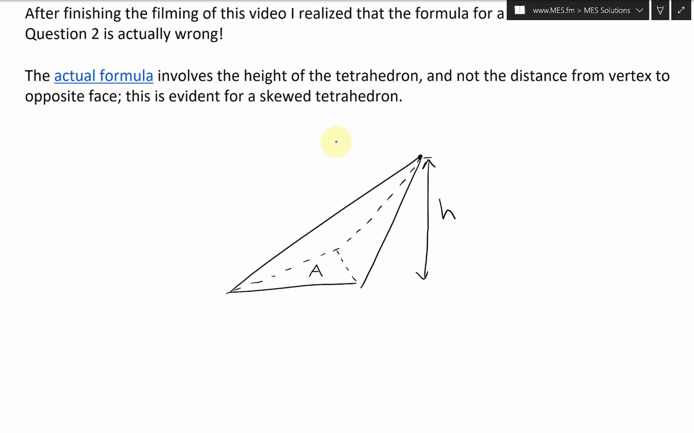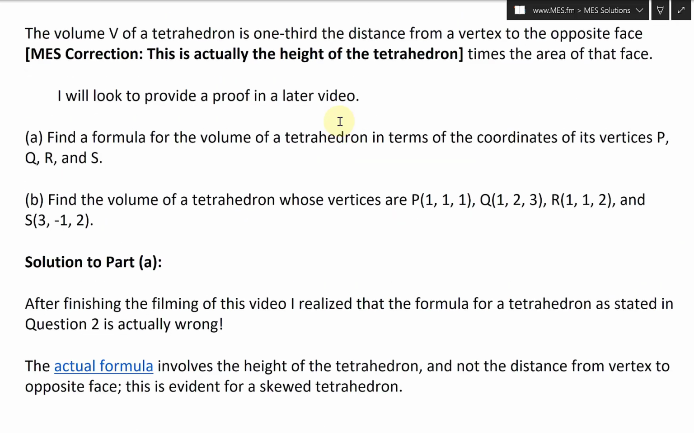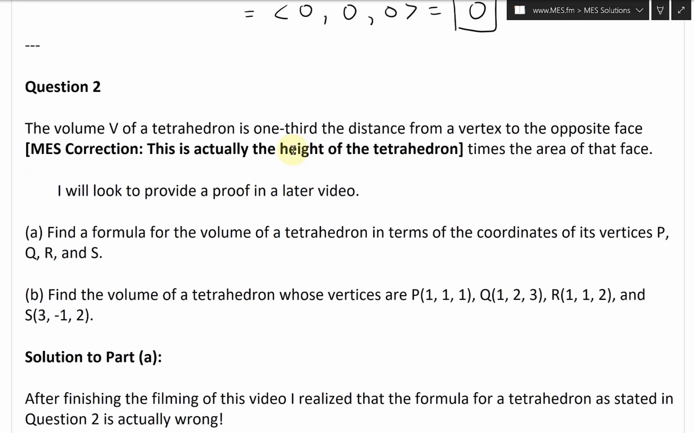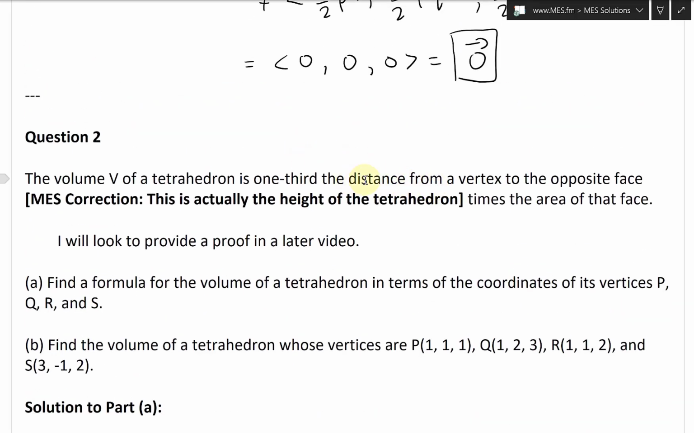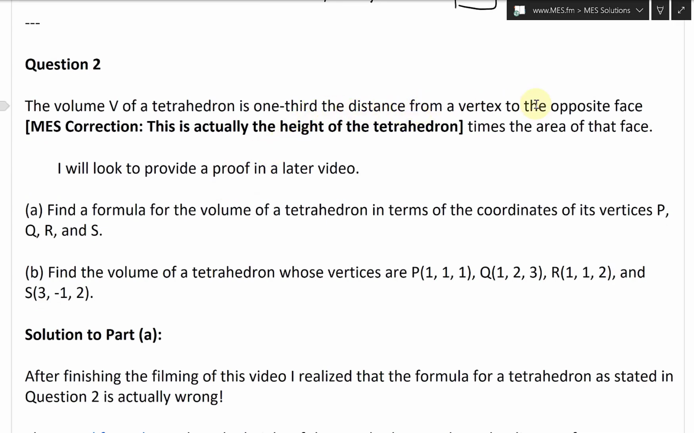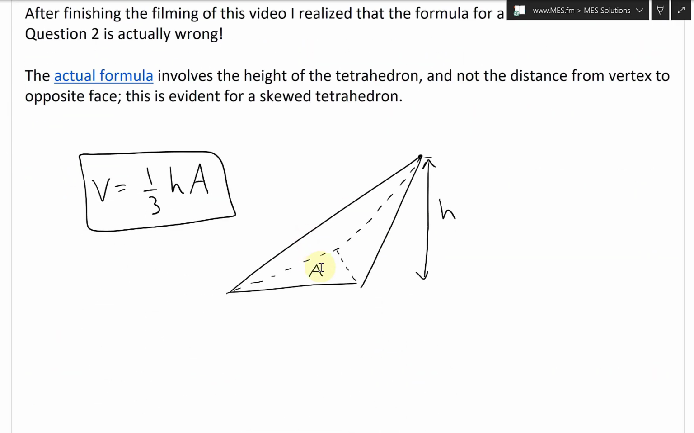And the volume V of this tetrahedron is equal to 1/3 the height times that area. So this is the volume. So 1/3 the distance is actually the height. So 1/3 the height times the area of that face, from this area up to there. So that's the actual formula.